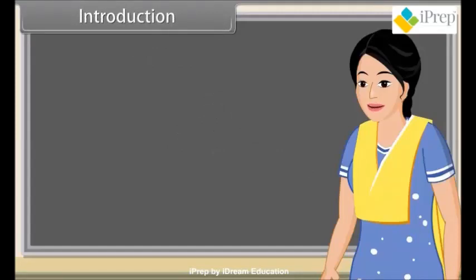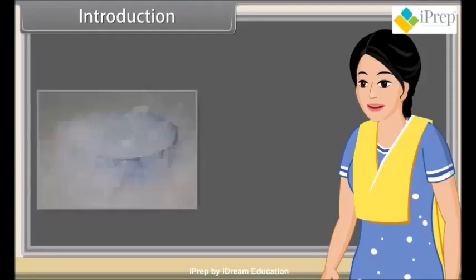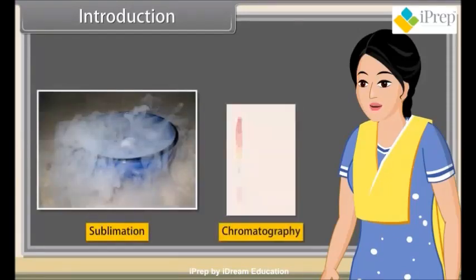Students, in the previous part we have learnt isomerism and fundamental concepts used in organic reaction mechanism, and today we learn the methods of purification of organic compounds. Some of the methods are sublimation, chromatography, distillation, etc.